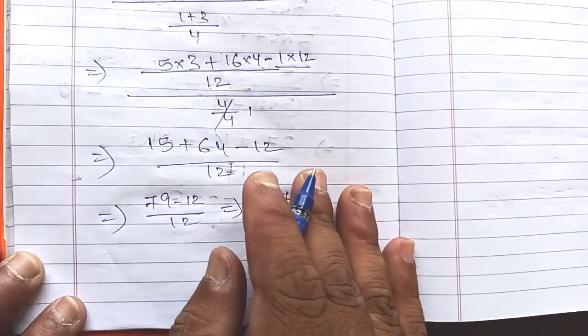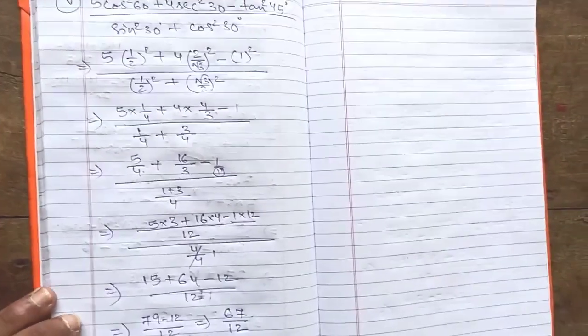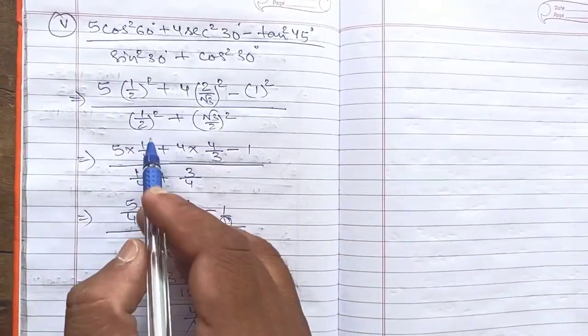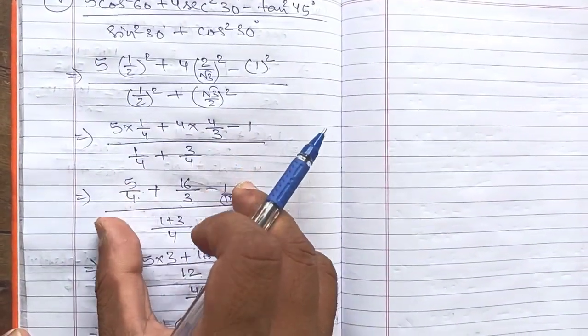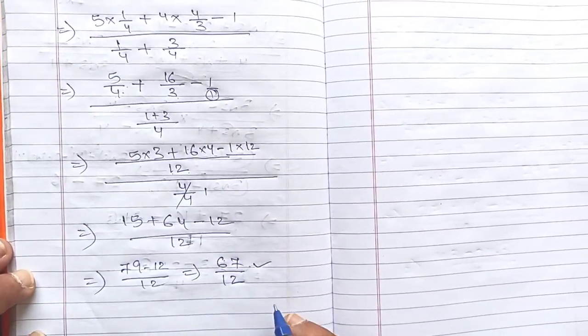So fifth question is over. Just go through the process, what I have done. Write the question, substitute the proper values, take out the LCMs properly, multiply the values correctly, and you will get the correct answer.